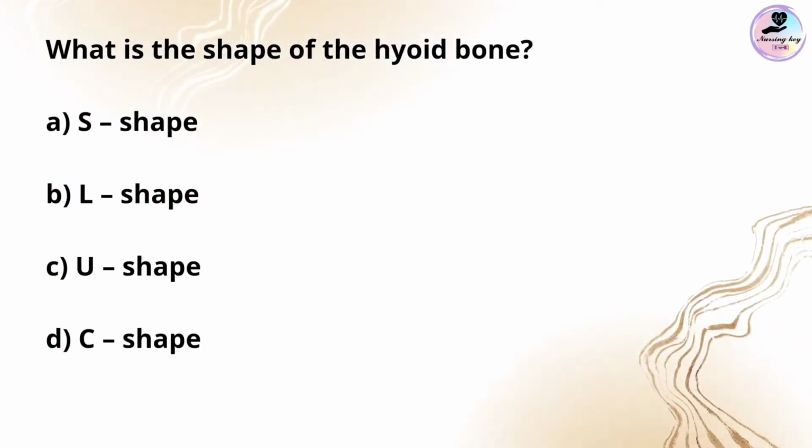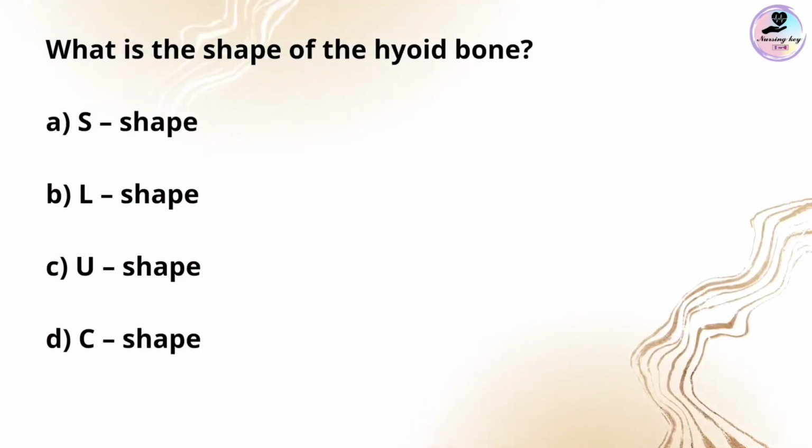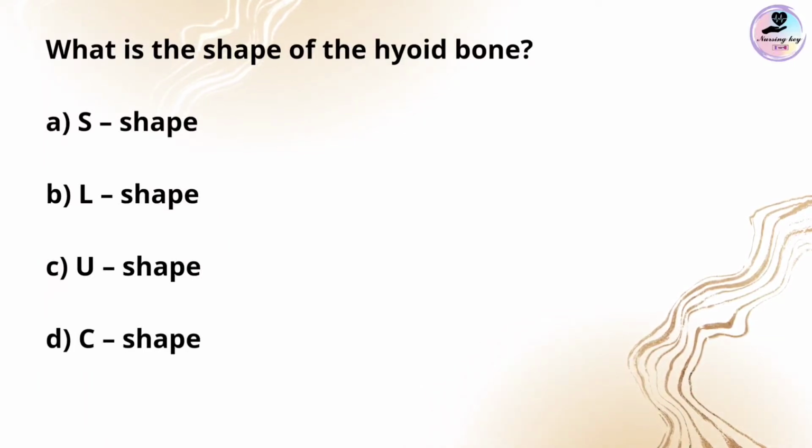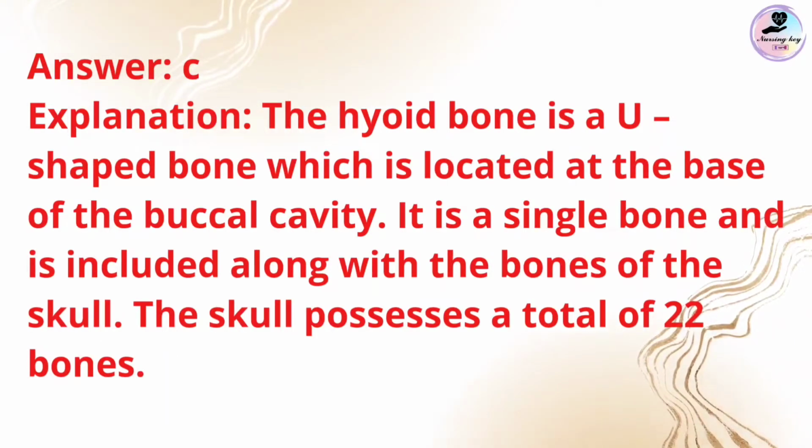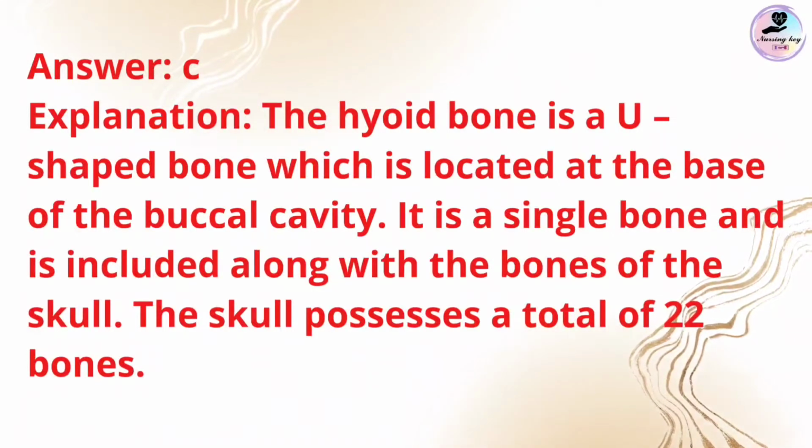Next question is, what is the shape of hyoid bone? A. S shape, B. L shape, C. U shape and D. C shape. So correct answer is C. U shape. The hyoid bone is a U-shaped bone which is located at the base of the buccal cavity. It is a single bone and is included along with the bones of the skull. The skull possesses a total of 22 bones.